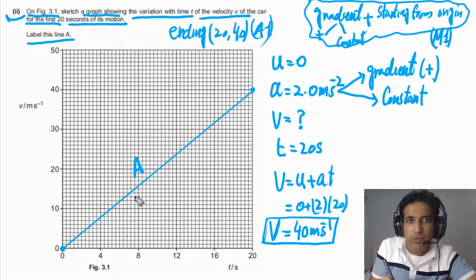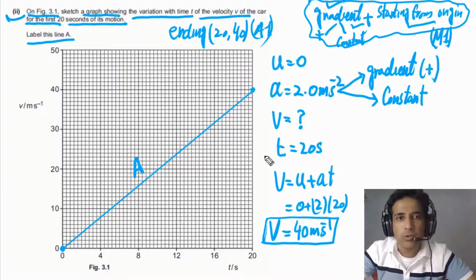Means if you draw the curve, or you draw this line with a negative gradient, or it is wrong, you will get 0 marks. So first of all, the gradient has to be positive, it has to be constant, the line has to start from the origin, and you will get this mark. The second mark you will get if the line ends at 20, 40. So this is how marks will be awarded for this question.